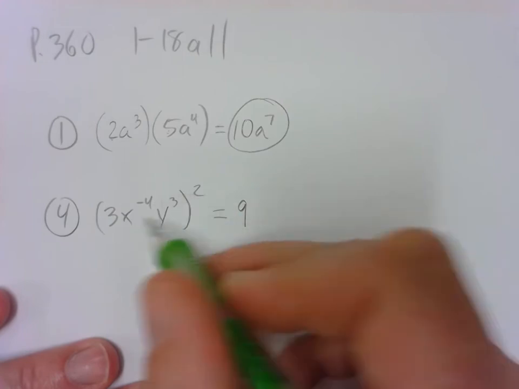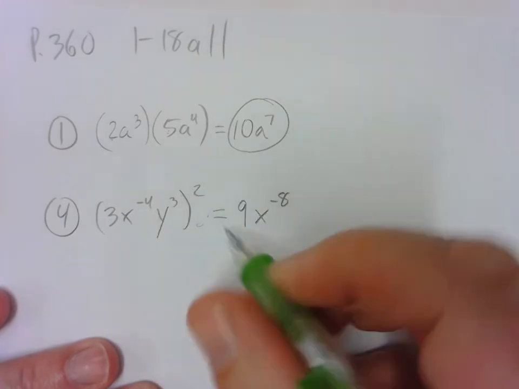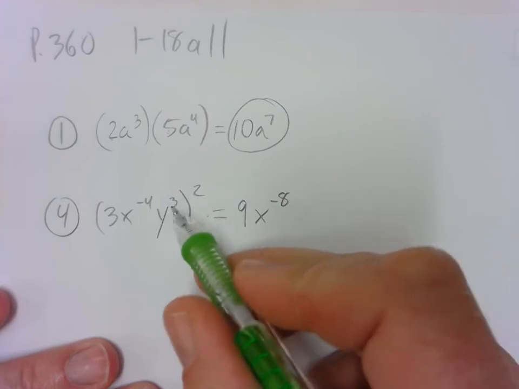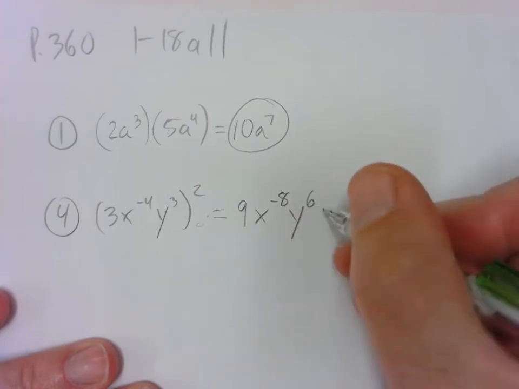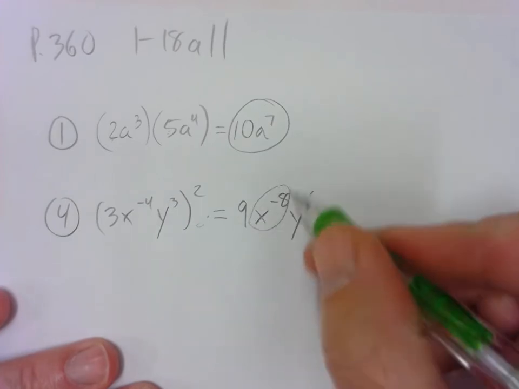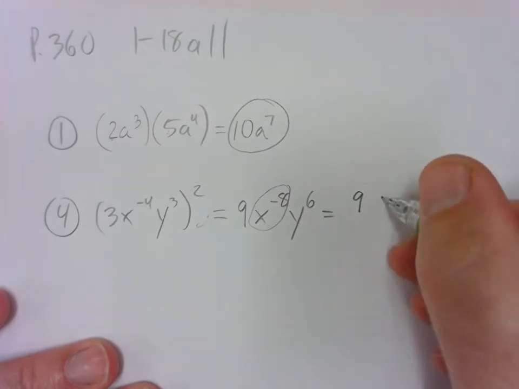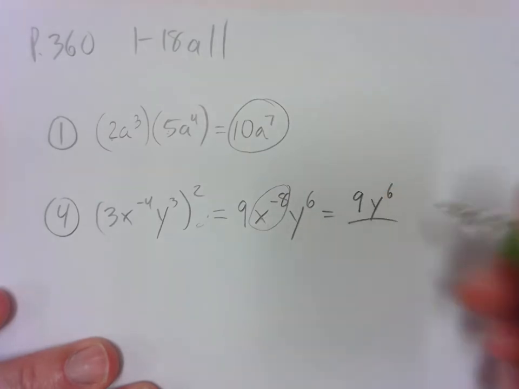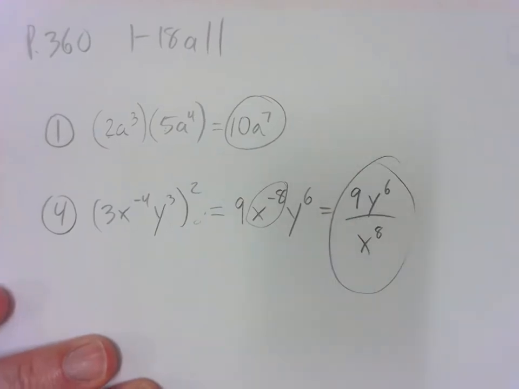Power raised to a power, exponent raised to the exponent, we multiply, so it's x to the negative 8. And then 3 times 2, because it's an exponent raised to the exponent again, is y to the 6th. Then we cross the line, change the sign with just this guy here, because the negative exponent's only affecting the x. So the 9 stays on the top, the y to the 6th stays on the top, and the x to the 8th goes to the denominator position.